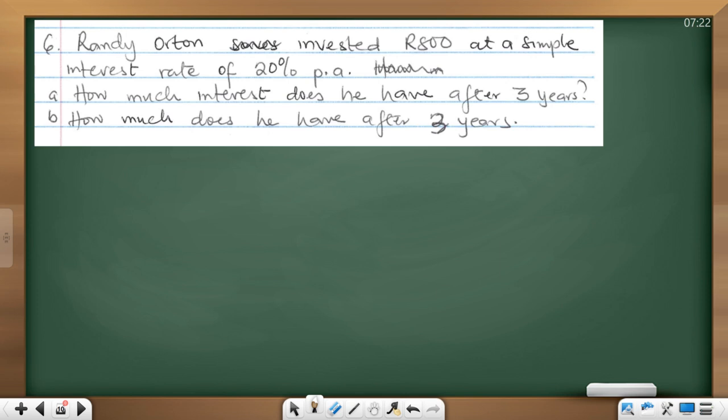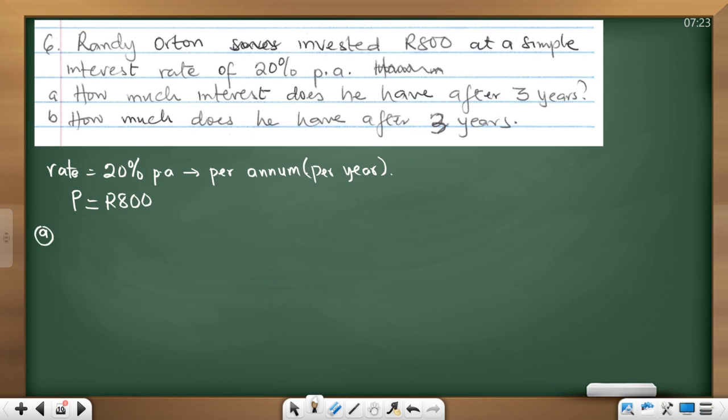Randy Orton, a WWE wrestler, invested 800 rand at a simple interest rate of 20% PA. Don't forget what that rate is: 20% PA. What does PA mean? It means per annum, and that is per year, from the Latin word. The principal amount invested is 800. How much interest will you have after 3 years?